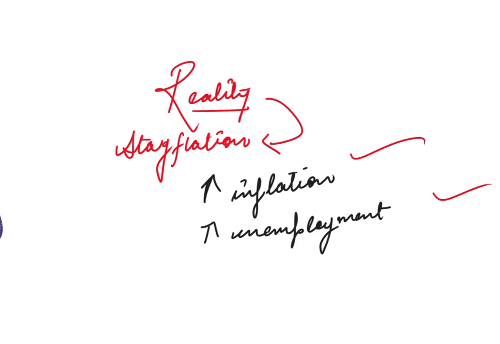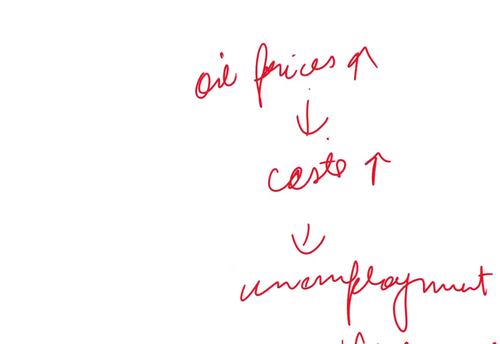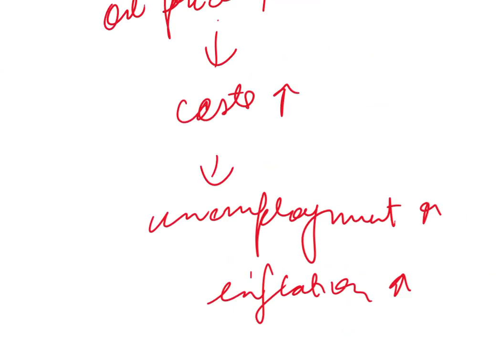Stagflation became very important during the 1970s oil crisis, when oil prices increased sharply, which led to an increase in the production cost, which ultimately led to an increase in unemployment. At the same time prices were also increasing, so inflation also increased. So this was something which was directly contradicting the original Phillips curve.